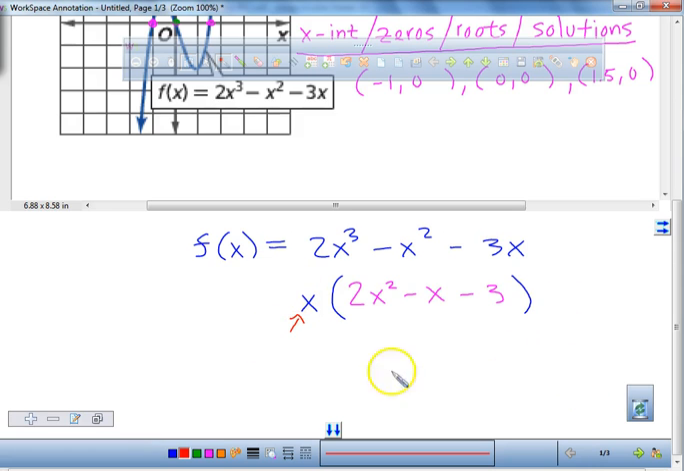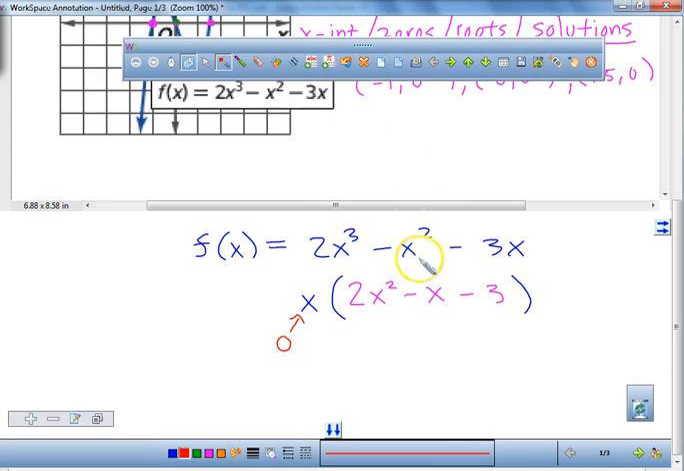0. There's one of my solutions. If you take a 0 and you put a 0 here, guess what? Any number times 0 is 0. So if I put a 0 here, no matter what is inside this, what's everything going to equal no matter what? 0. That's one of my answers.